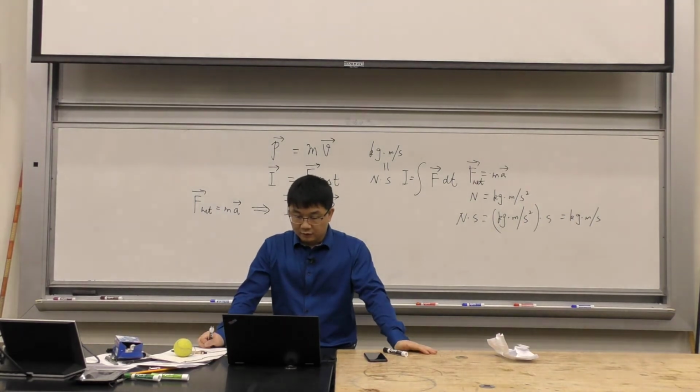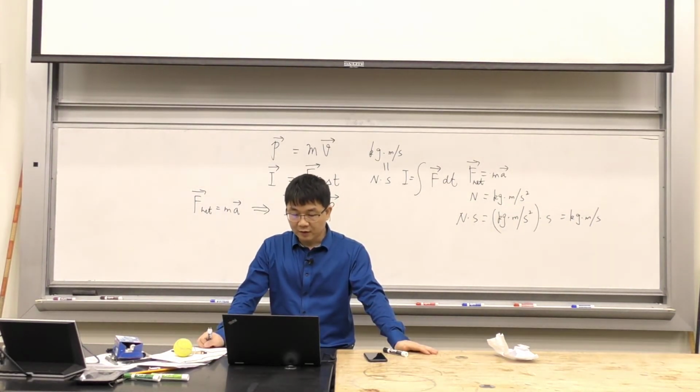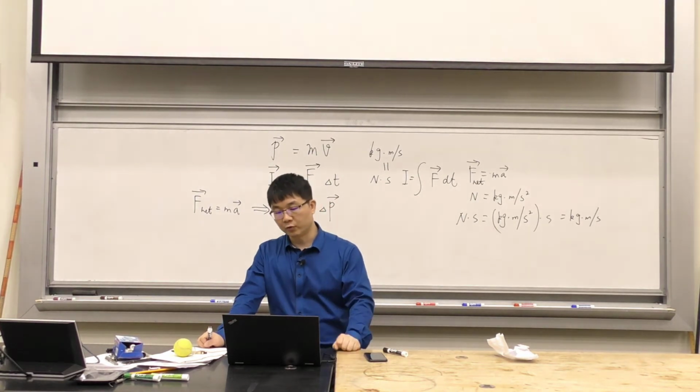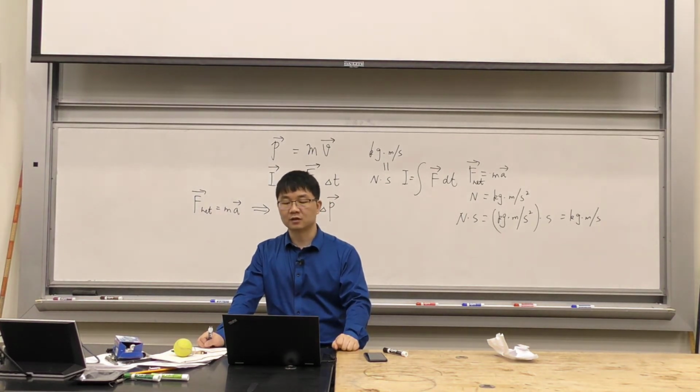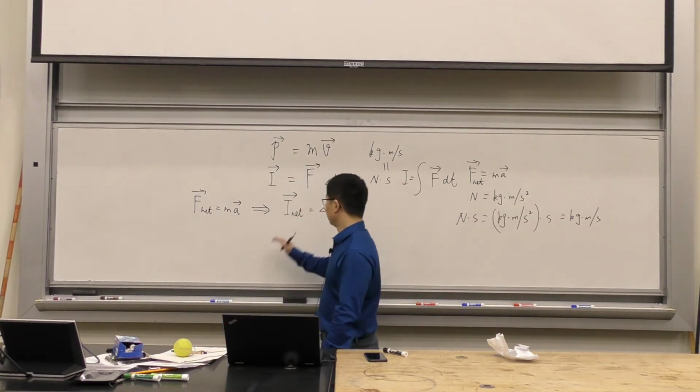Now let's take a look at the question on slide 6. So that's what we want to do. We're going to find the impulse in a free fall. We're going to also find the change in momentum in a free fall. And we're going to compare these two numbers, see if this checks out.